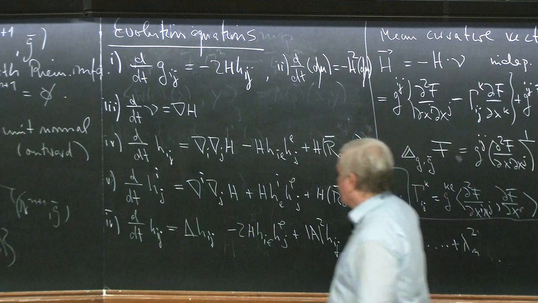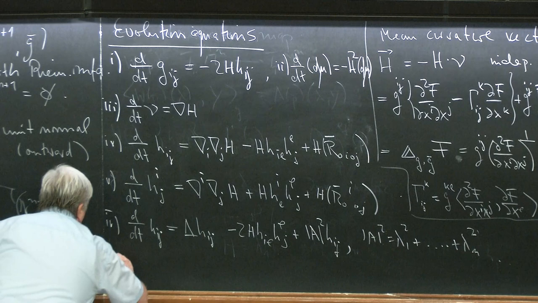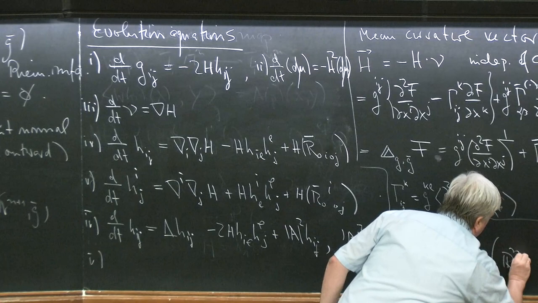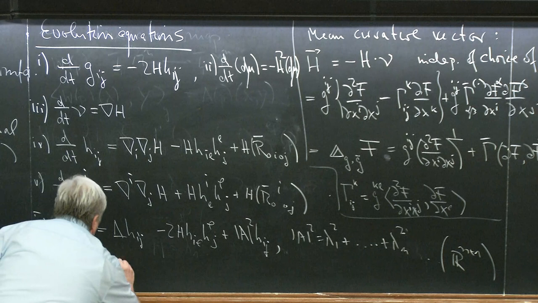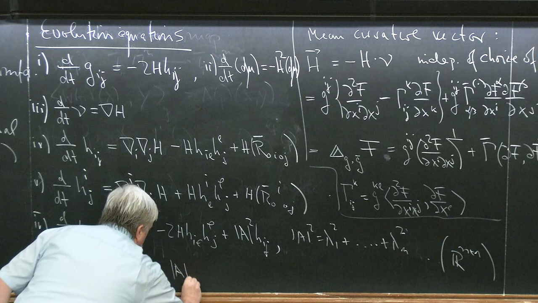And also equation 5, so this is in R^(n+1). These last two formulas are not in the Riemannian manifold, but in R^(n+1). And you get d/dt of h^ij is the Laplacian of h^ij plus |A|^2 times h^ij. Okay?